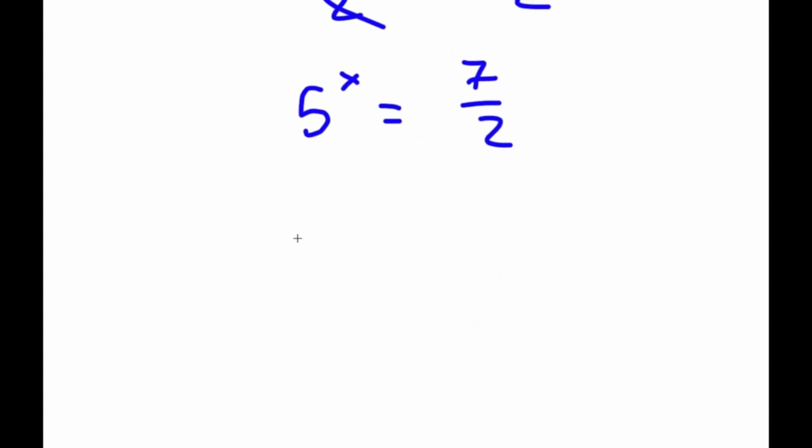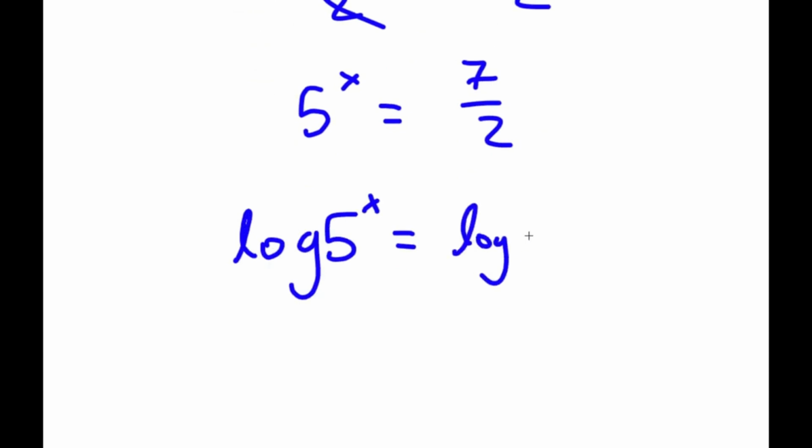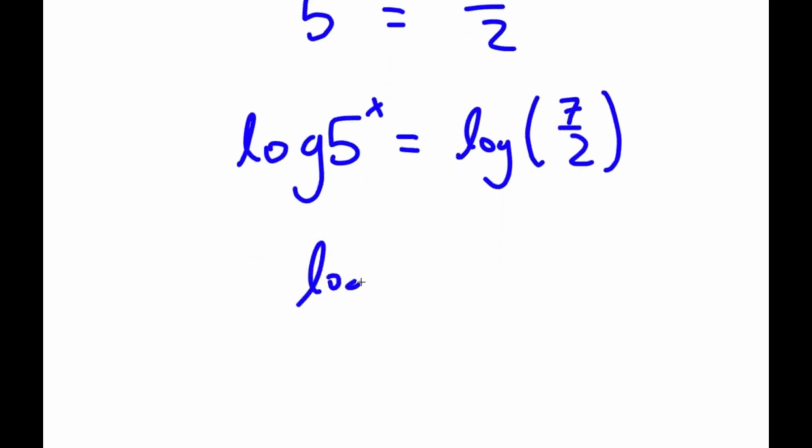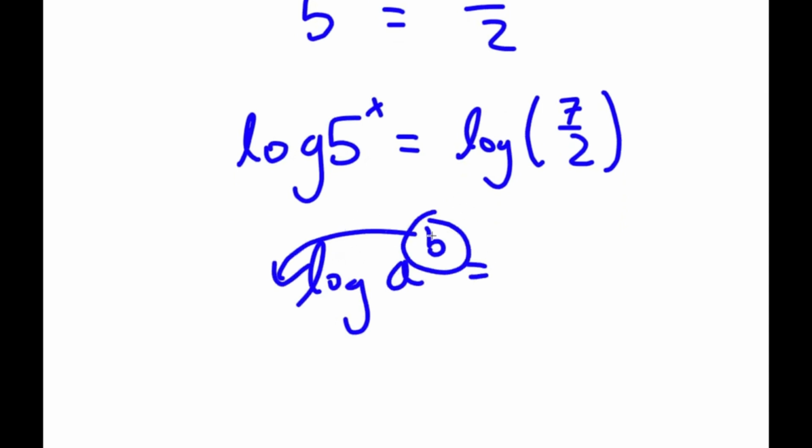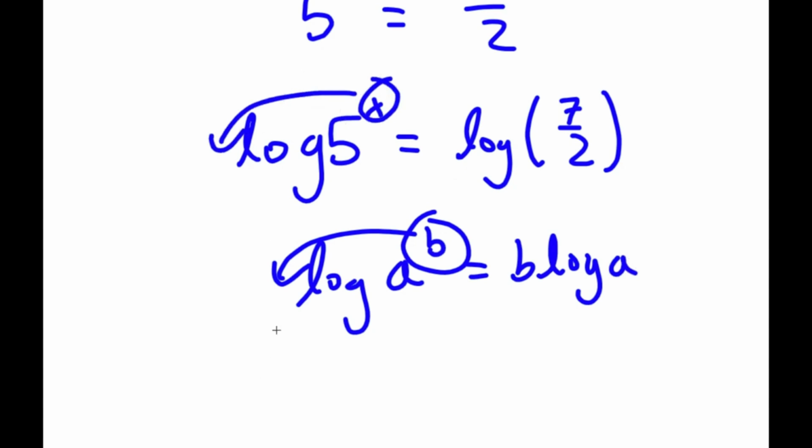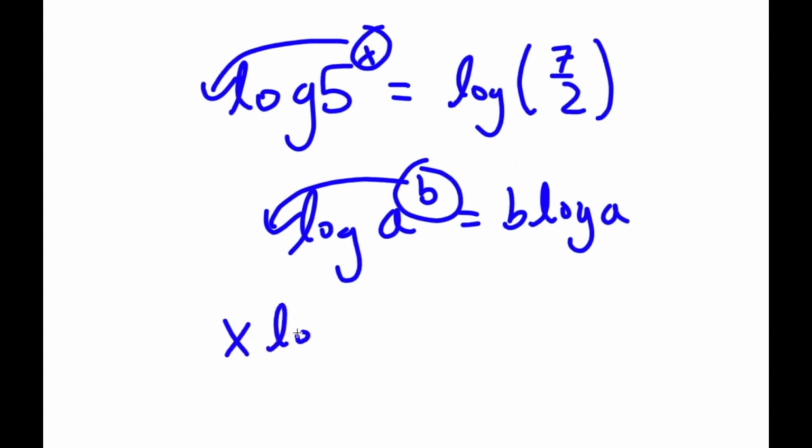Now to solve this, I'm going to take the log on both sides. So I have log phi to the power of x is equal to log 7 over 2. And if I have something in the form log a to the power of b, I can actually move my exponent b to the front, so I get b times log a. So in this case, I have log phi to the power of x, so I can move x to the front, and I get x times log 5 is equal to log 7 over 2.